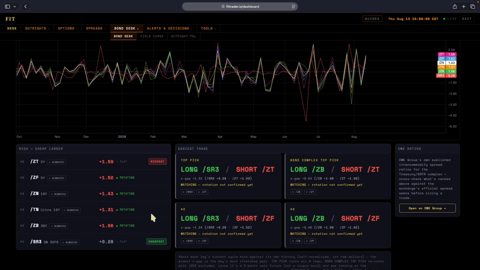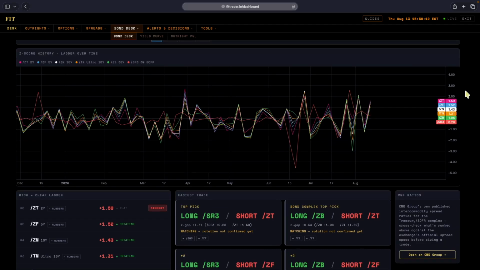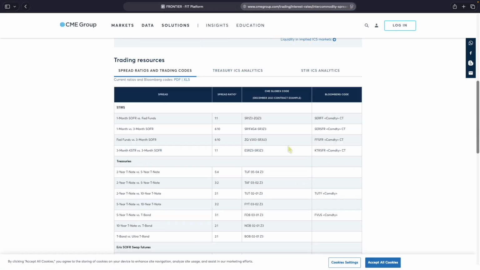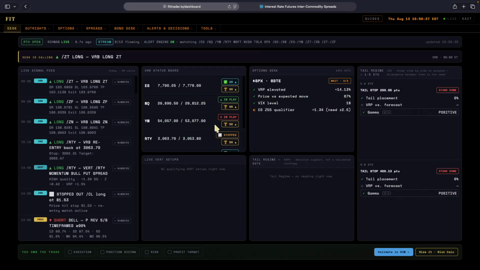Oh, and the reason we don't put the UB, which is the ultra 30-year, is because there's just not enough liquidity. Anyway, that's that. We're going to go over this, so look out for some new videos on this one. And if you want to double check your ratios, you can check this, and this will take you to the CME website. So on that note, let's take a look at desk.